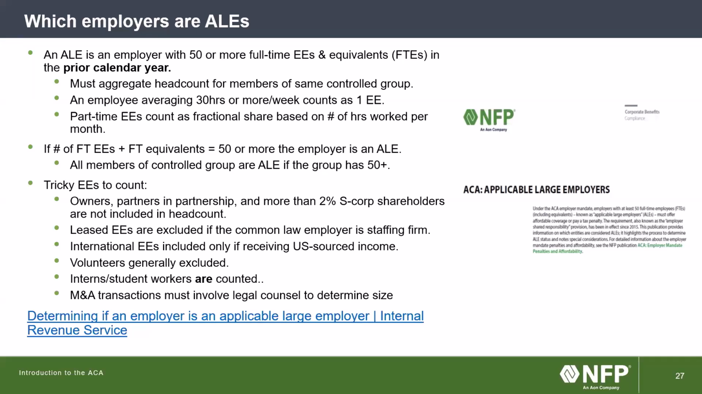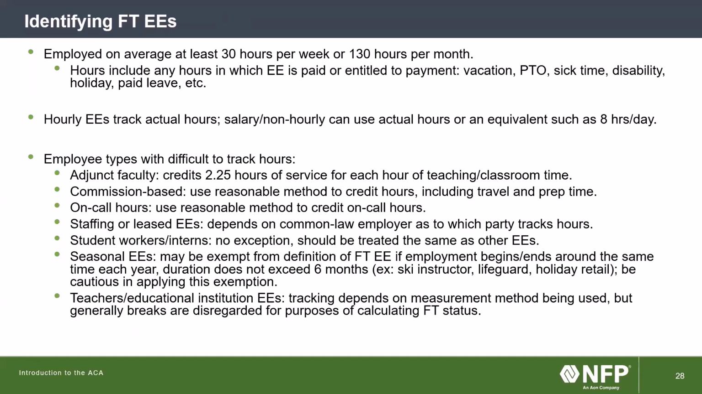We do have a link here at the bottom to the IRS site for determining if an employer is an applicable large employer. It has a nice way to determine and describe employees that get counted. And then we also have our NFP publication, ACA applicable large employers, that has a similar description on how to count employees. So if you are an employer that is hovering close to that 50 head count, definitely make sure you are undergoing this exercise to determine ALE status.